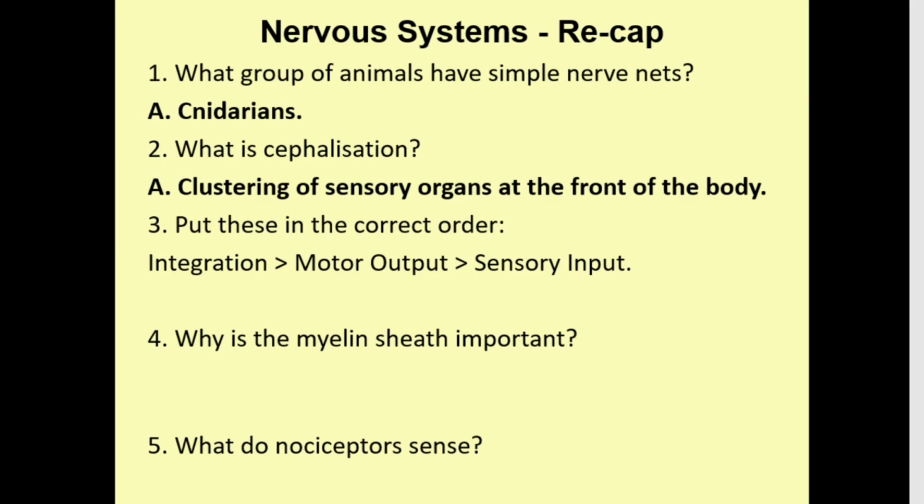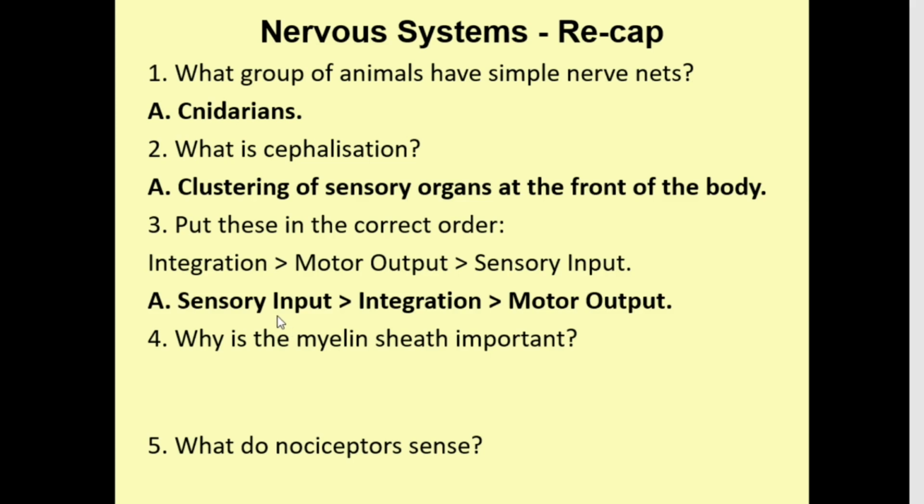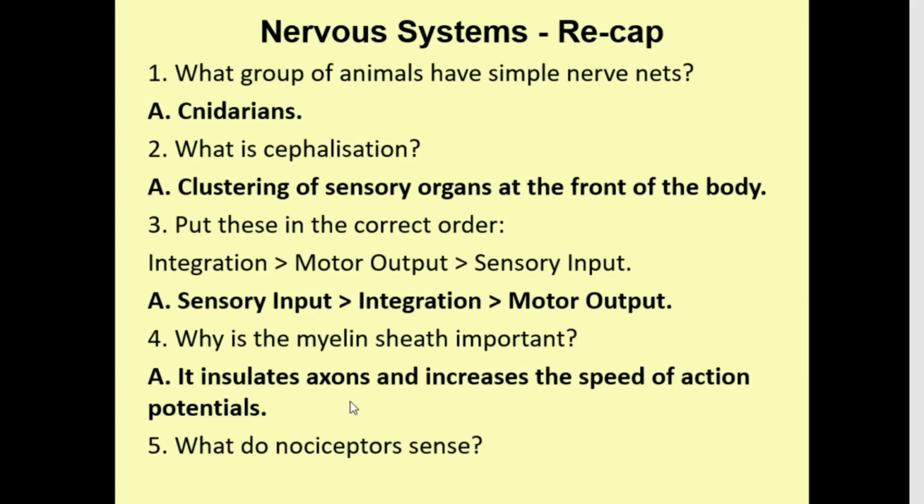Number 3, put these in the correct order. Well, it should be sensory input, integration, and then motor output. And then number 4, why is the myelin sheath important? It insulates axons and increases the speed of action potentials through that process called saltatory conduction. So you can give yourself a bonus point if you wrote saltatory conduction. And then number 5, what do nociceptors sense? It's pain. Okay, so hopefully you're not feeling too much of that after this session.